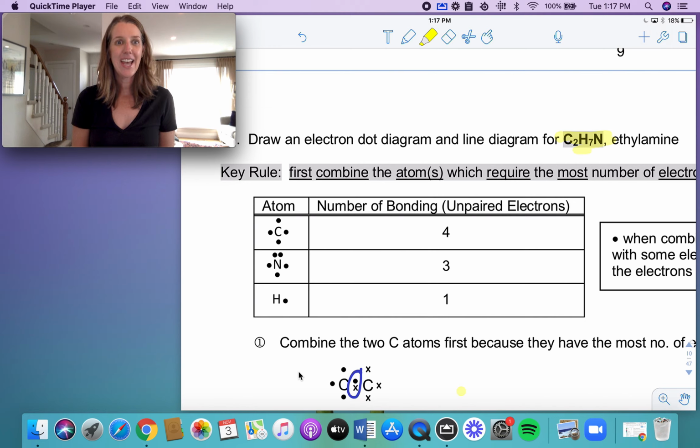Unpaired electrons, they have 4 valence electrons. Same, right? We take our information in the periodic table, and now we're going to apply it. Nitrogen's in group number 5. It has 5 valence electrons. That means that it has 3 potential unpaired electrons that could potentially be bonded. And hydrogen, of course, has 1.